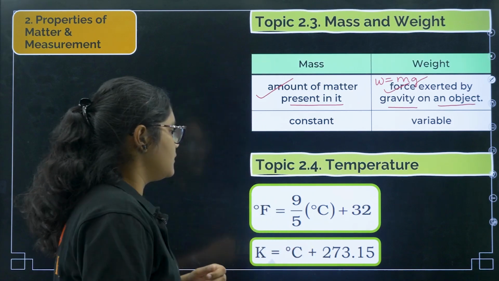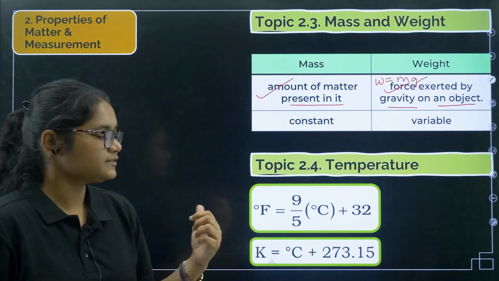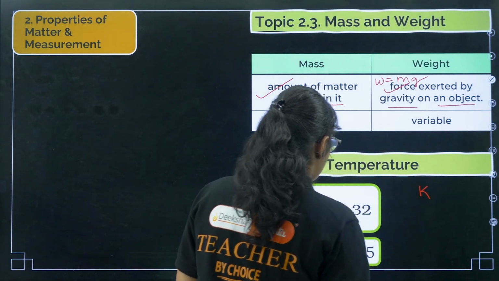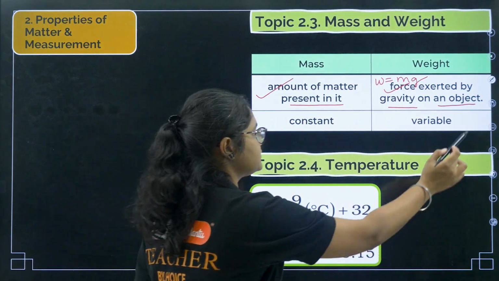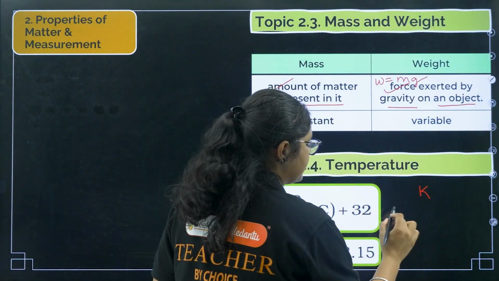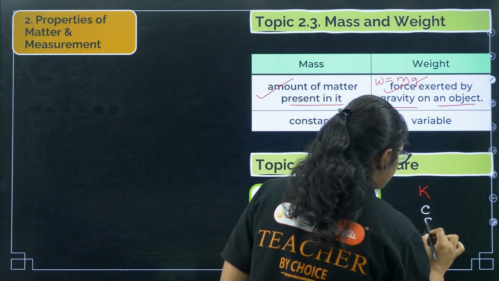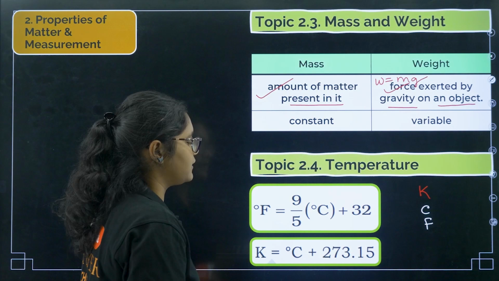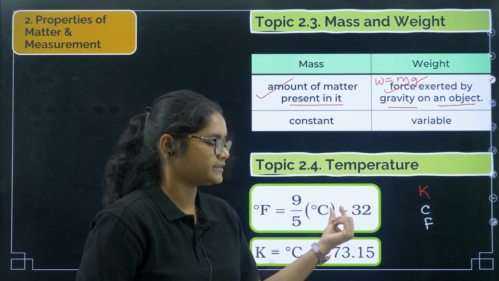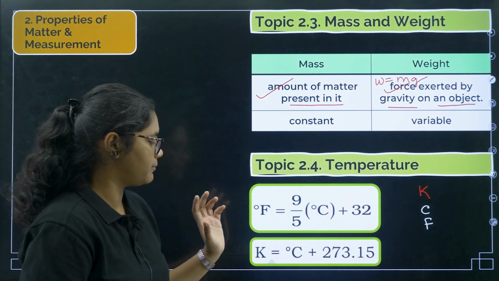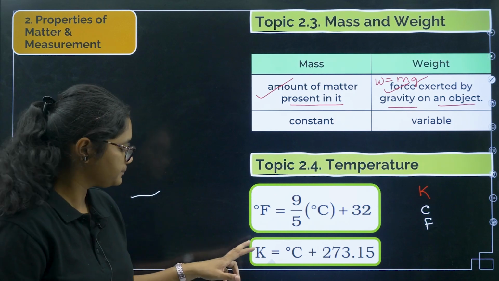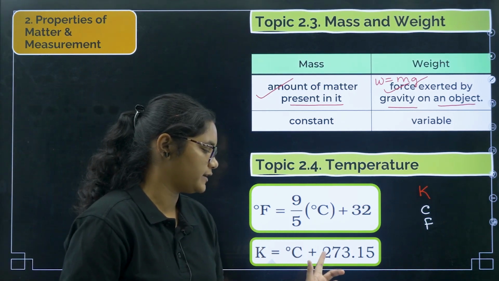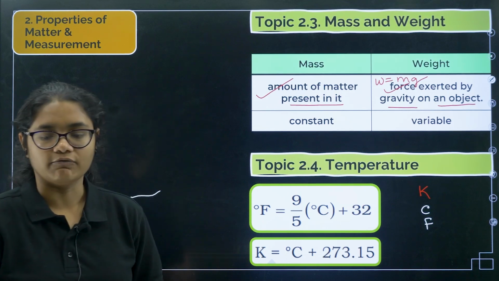Okay, next, coming to temperature. The SI unit of temperature is Kelvin, but there are two other units also, Celsius and Fahrenheit. The relation between Fahrenheit and Celsius is: degree Fahrenheit is equal to 9/5 of degree Celsius plus 32. This you should remember. And then the Kelvin to Celsius relation: Kelvin is equal to degree centigrade plus 273.15.